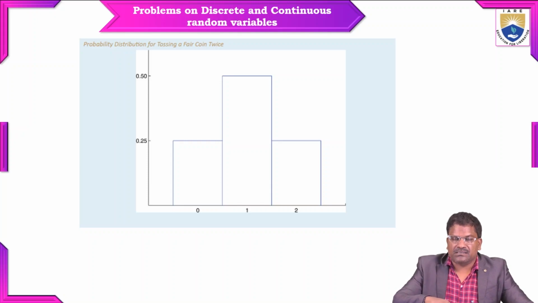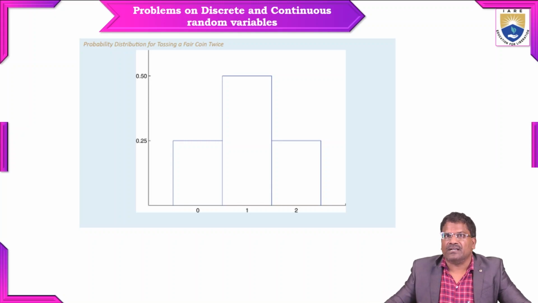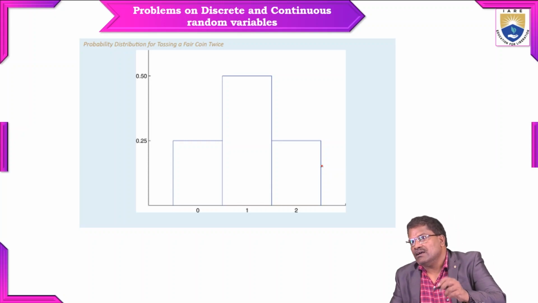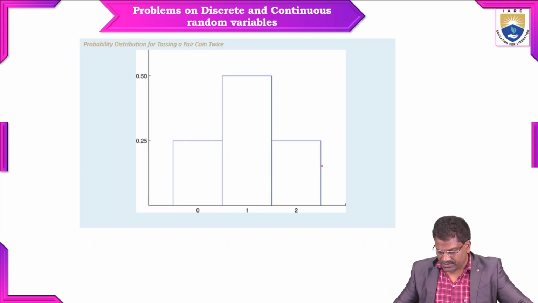For no heads, 0. For one head, one tail, or one tail, one head, the middle one. If both are heads, the last one. Like that, we are assigning histograms for this one.